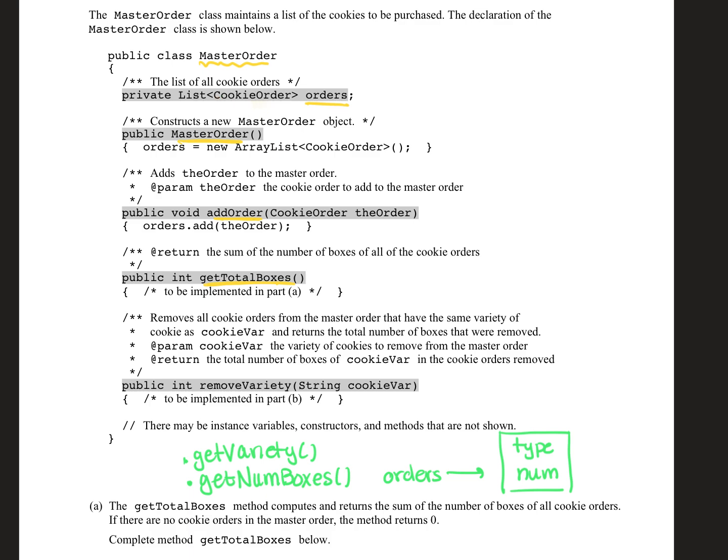So we have some constructors, and we've got an add-an-order method where we put in the cookie order. Again, the cookie order is going to have a variety and a number of boxes. So we want to write getTotalBoxes. We're going to traverse orders, because orders contains all the cookie orders. Then we're going to use getNumBoxes and add it to the sum. So in part A, I think there's a picture.